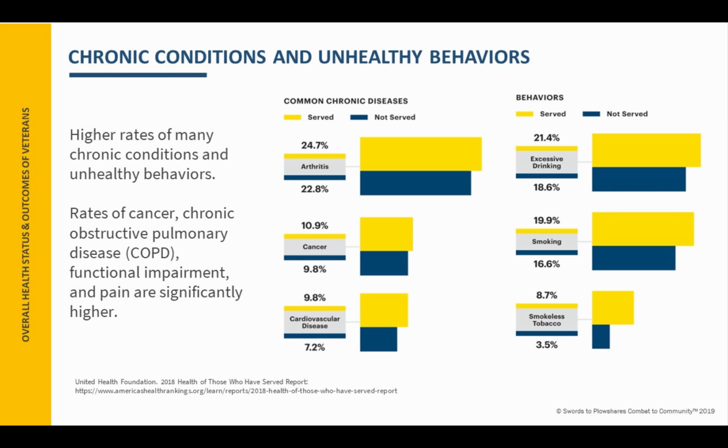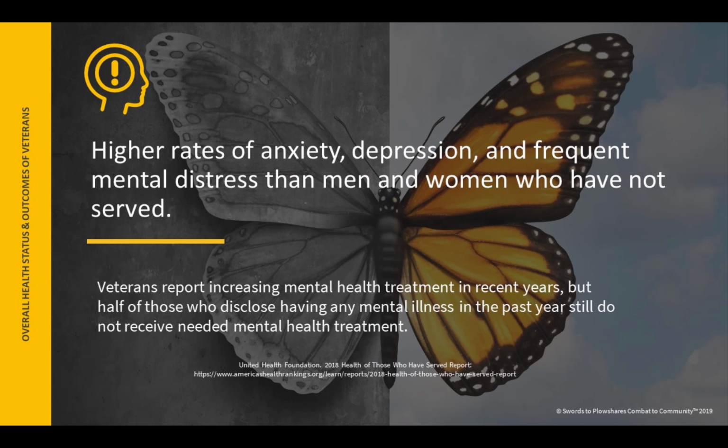So that said, while many veterans are very healthy, there are chronic conditions and unhealthy behaviors present among a subpopulation of veterans that you might look out for. Behaviors: excessive drinking, smoking, smokeless tobacco, and other chronic diseases like arthritis, cancer, and cardiovascular disease. You will see higher rates of anxiety, depression, and mental distress than men and women who have not served. That said, many of these veterans have not sought care for their mental health issues.